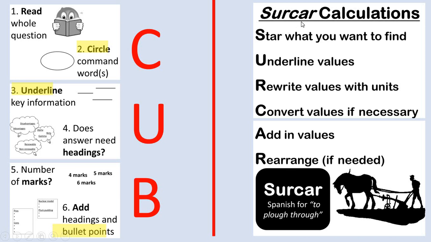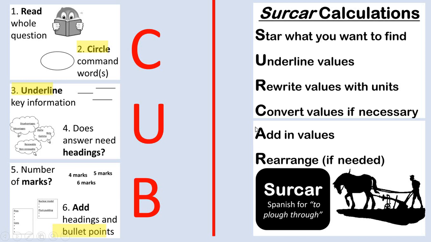We're also going to look at calculations as well, and we're going to use something called CIRCAR. Okay, so when we answer a calculation style question, we're going to use CIRCAR. So we're going to star what we need to find, underline the values. We're then going to rewrite values with units. If necessary, convert the values, add in the values, and then finally rearrange.